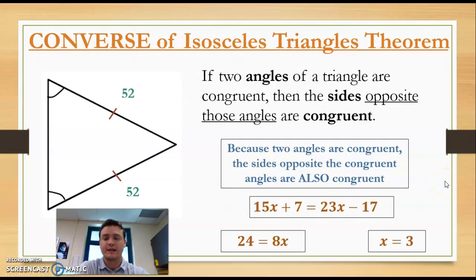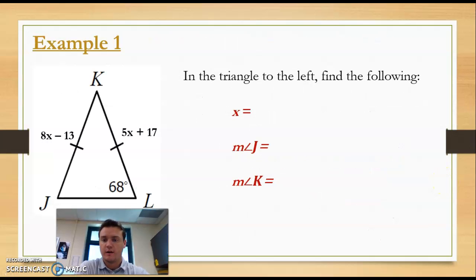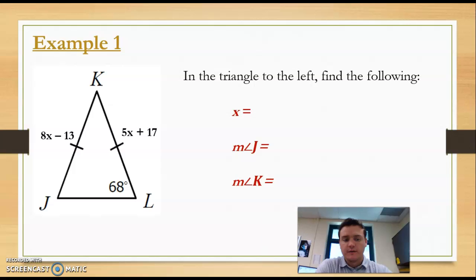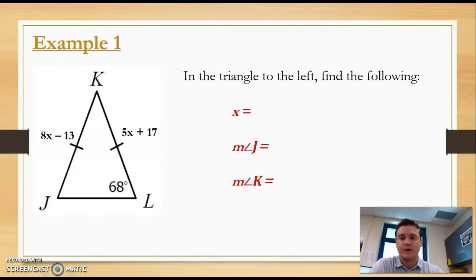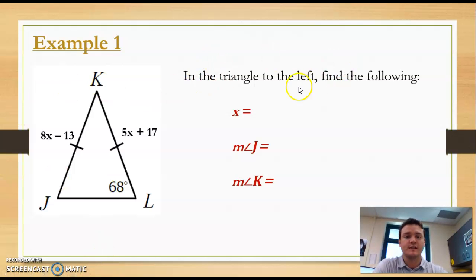All right, so now we're just going to look at a couple examples real quick. You can pause these to try to test them out on your own. That might be a good idea, but we are just going to work through these together. So in this problem, example 1 says, in the triangle to the left, find the following. We want to find x. We want to find the measure of angle J. We want to find the measure of angle K.